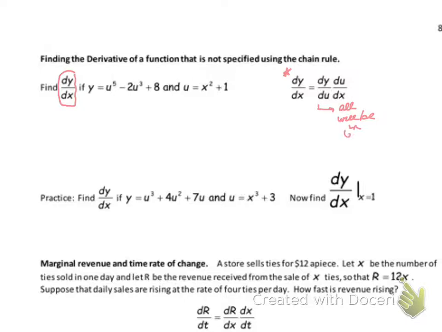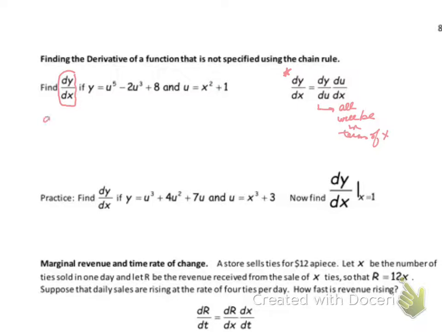be in terms of x. So you can only have x in your answer. You can't have u's, you can't have y's. You can only have x. Okay, so let's try to do this following the chain rule.